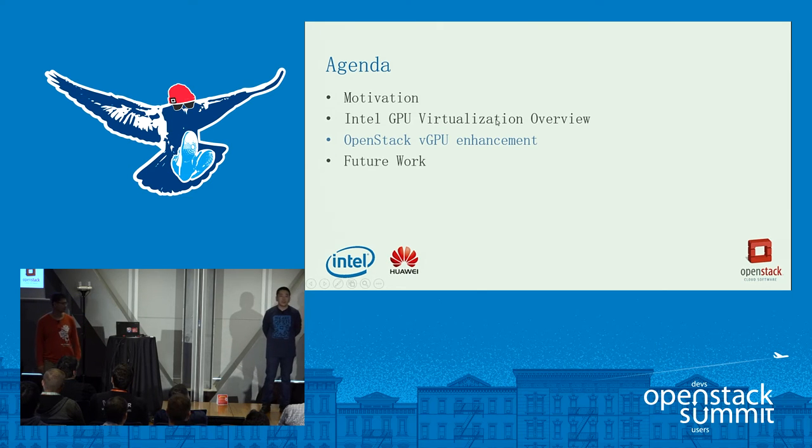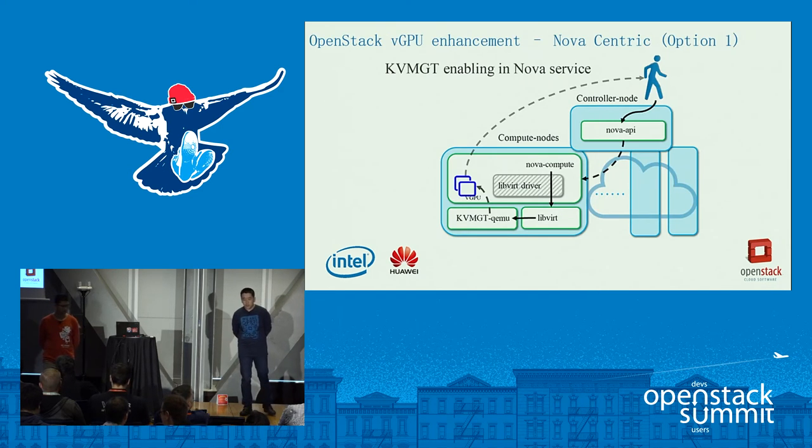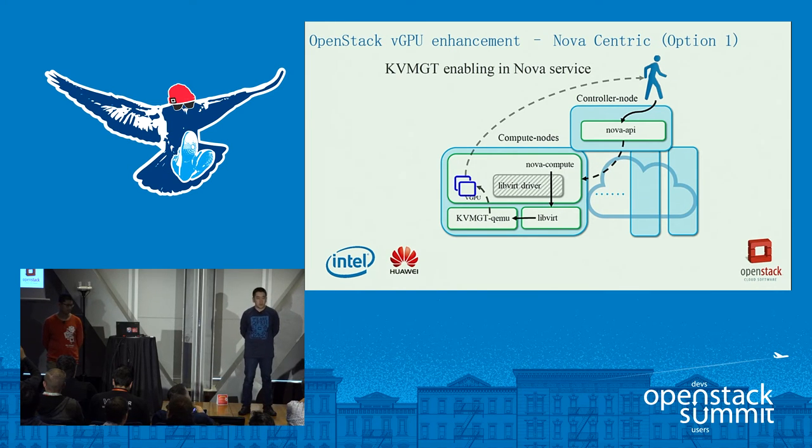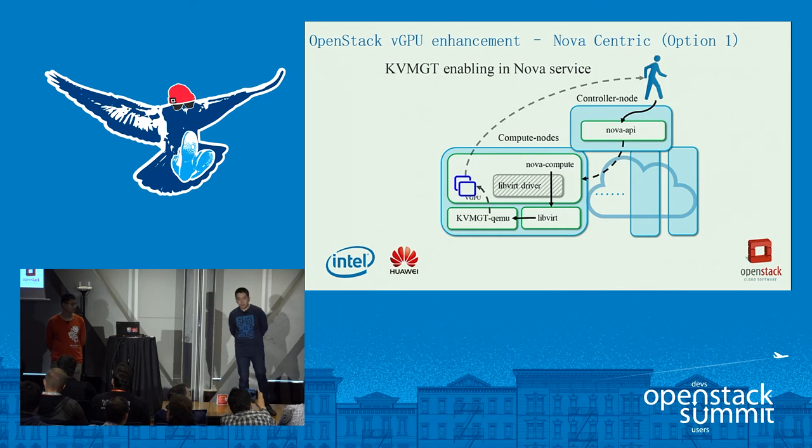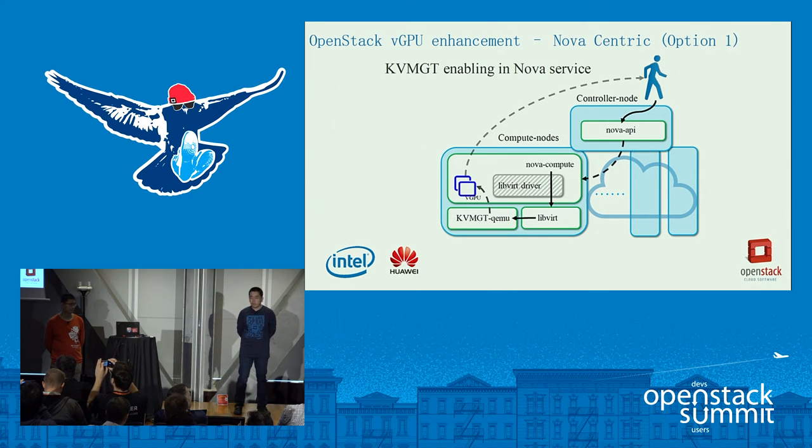So teams from Intel and Huawei are also looking into how to make sure OpenStack will support the GPU virtualization features. Naturally, the first option we are considering is to have Nova support the KVM GT feature. I think this is the natural method that comes to mind. Basically, we have libvirt calling into the vGPU, and treat it as a special PCIe device.